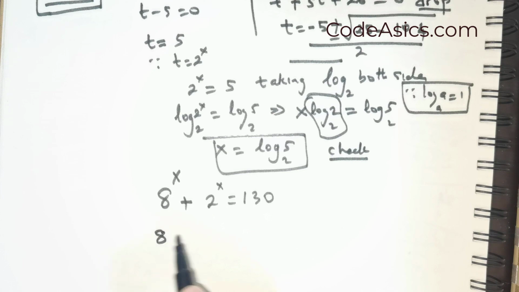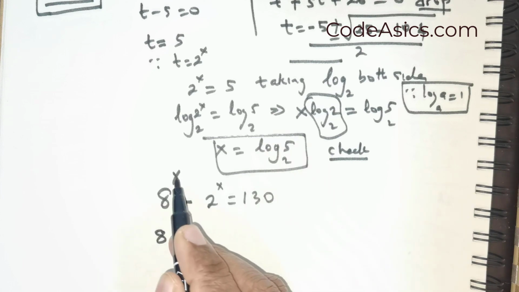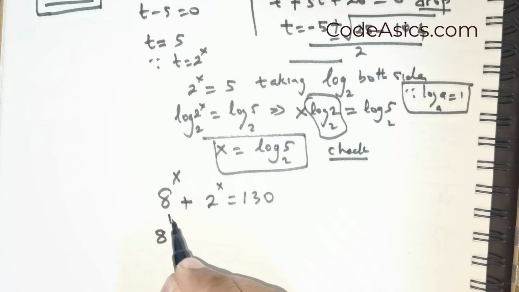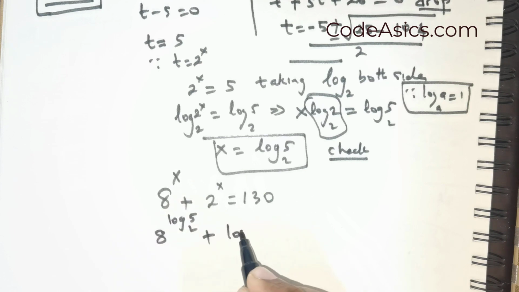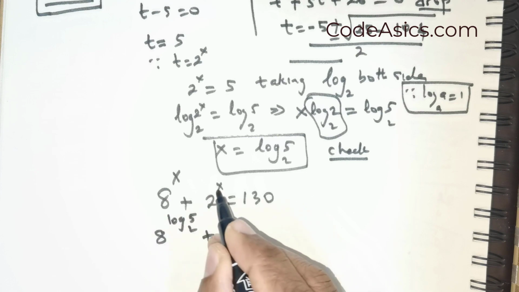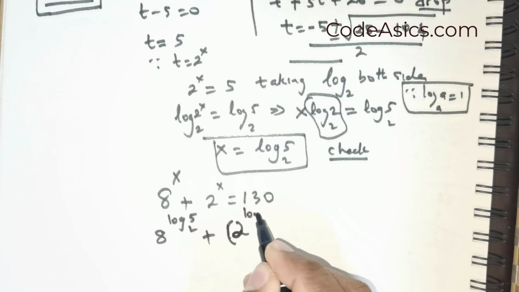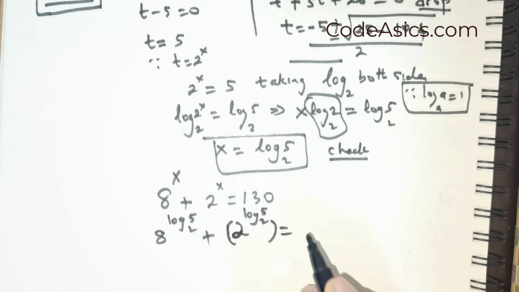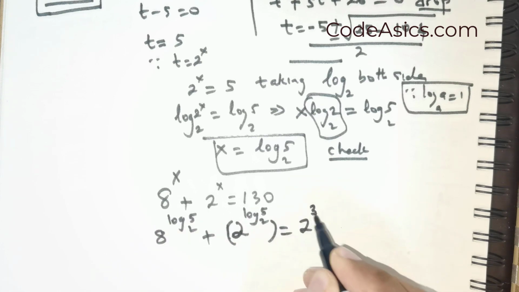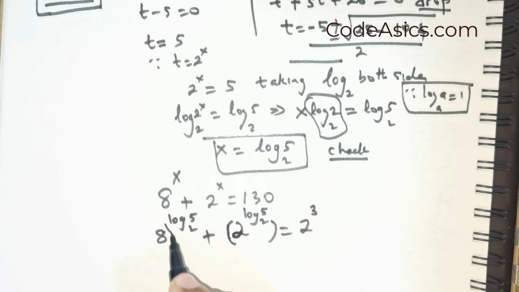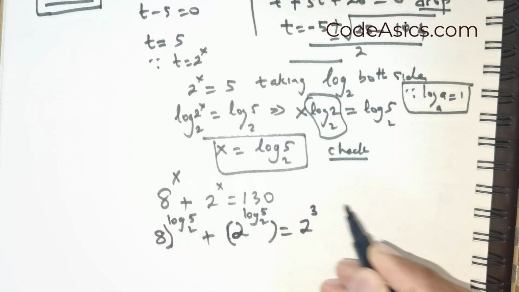So what I'm going to do is take the x value and substitute it here. So this is going to be log 5 to the base 2 plus, in place of x I'm substituting, so let me just write this like this: 2 raised to the power of log 5 to the base 2. So this has to be equal to the right hand side. Now let me simplify this. I can rewrite 8 as 2 raised to the power of 3, and apparently this is the index, right?